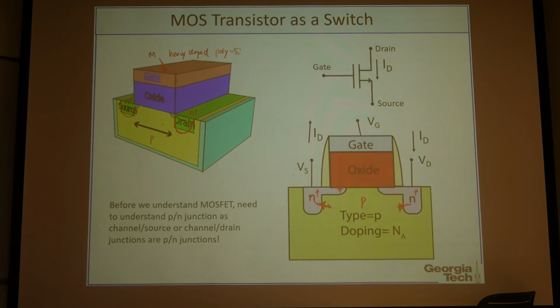So let's say your source, drain, and this substrate is the body. From the body to the source terminal you will see the PN junction. From the body to the drain terminal you will also see the PN junction. So we need to understand the PN junction first before we talk about the MOSFET. So that's the motivation here to discuss the PN junction first. I think time is up for today, so we are going to stop here.